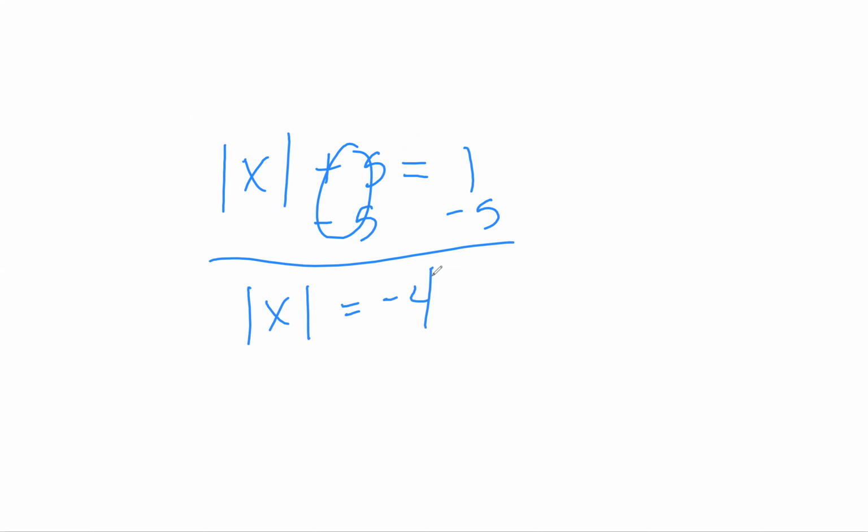But what do we say about absolute value? What does it measure? It measures distance. Can we have a distance of negative 4? No. I don't even have to work that out. Anytime my absolute value is equal to a negative, it's automatically going to be no solution. There's no way to get a distance of negative. And I know what you're thinking: well, can I go left? Well, that's a direction. That's not a distance. So keep that in mind.